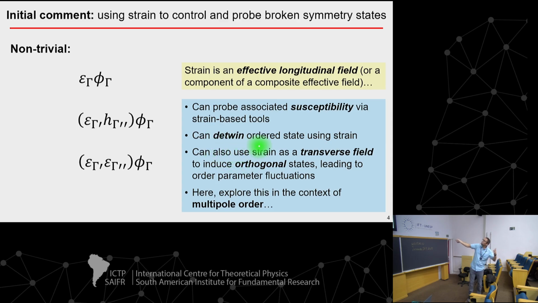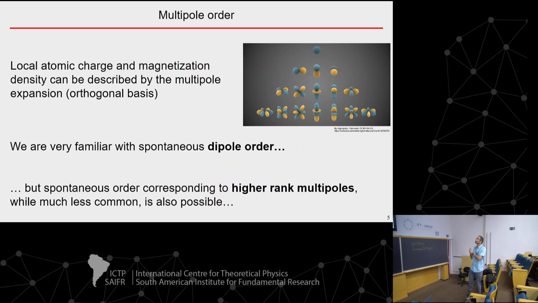And if you want to think a little ahead, you could also think about transverse fields which induce orthogonal states, leading to order parameter fluctuations, something that looks like the transverse field Ising model. And here, I want to explore all that in the context of multipole order. Okay, so multipoles.